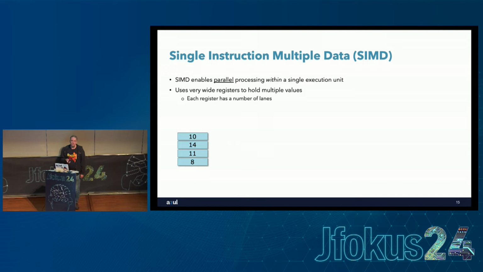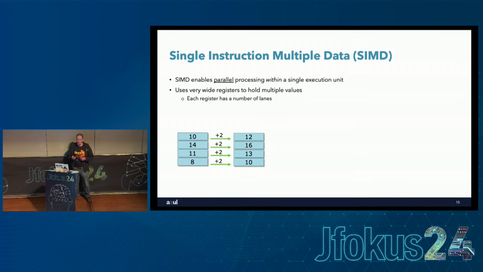Now, if we want to do some simple processing on a set of data, in terms of the way we code that, we typically use iteration. So we'll take our array of values, and let's say we want to add 2 to each of those. We'll do 10 plus 2 in the first iteration of the loop, 14 plus 2 in the second, 11 plus 2 in the third, and 8 plus 2 in the fourth.